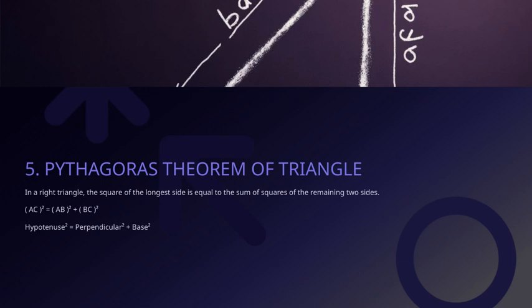This can also be expressed as hypotenuse squared equals perpendicular squared plus base squared. This theorem is fundamental because it connects the lengths of the sides in a right triangle, and it's a key idea in understanding how triangles work. It also ties back to our overall theme of understanding geometric relationships and how they apply to real-world problems.